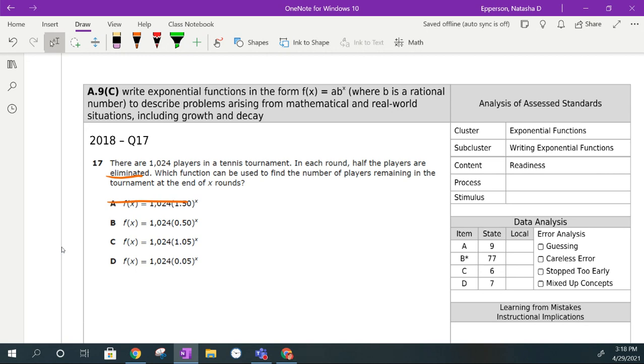So A is increasing, C is increasing. Now, we've got the difference between 0.5 and 0.05. Let's talk about half as a percentage. Half would be 0.5 divided by 100. Sorry, I'm overthinking this one. Because 0.5 is a half, that would be 0.5 for our B value. There we go.